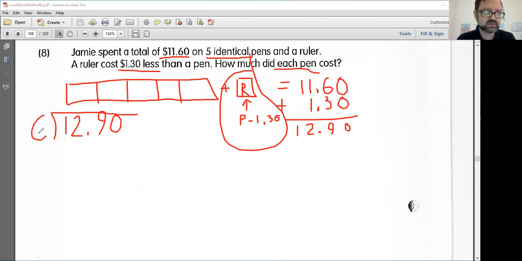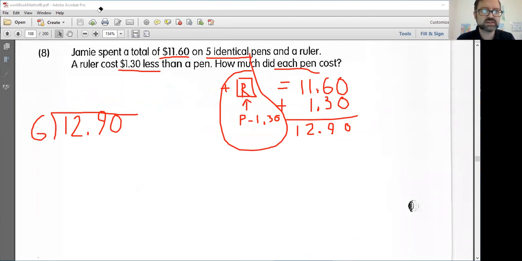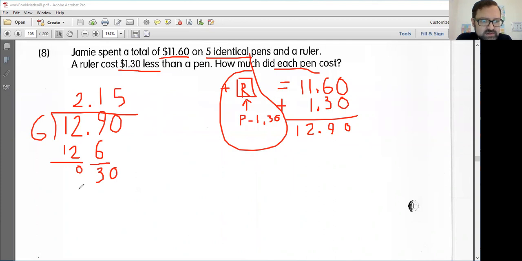And of course, I don't have room for all of this. Make sure you're doing these drawings and all this stuff. All right, 6 goes into 12, 2 times, exactly. This is gonna be 0. Let's move on to this 9. 6 fits in 1 time into 9. 9 minus 6 is 3. Bring down your 0. 6 goes into 30, 5 times, and that is an exact number there.